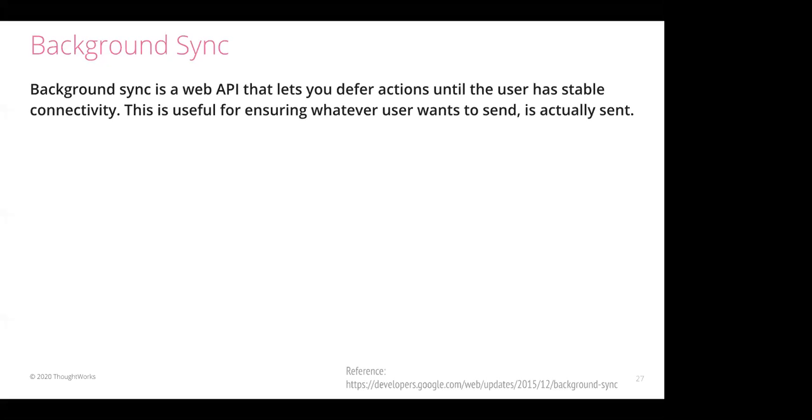When you go to a post office, you rely on the post office that your mail will be delivered at some point of time. They even give you an acknowledgement, so you can track it. The same goes for background sync.